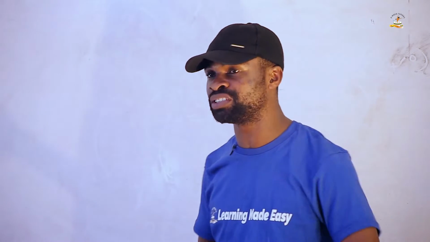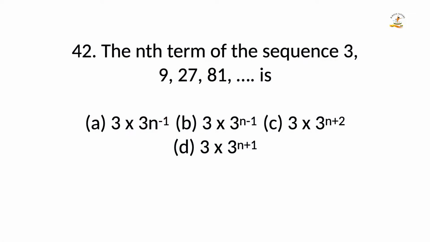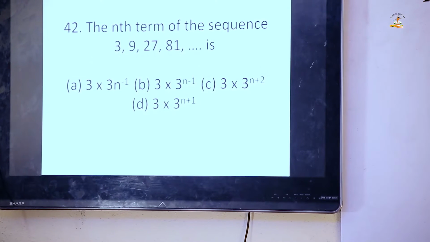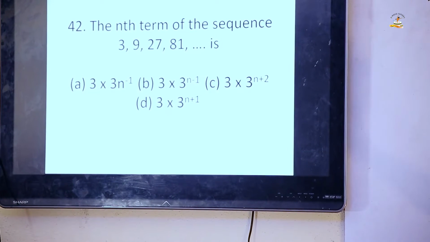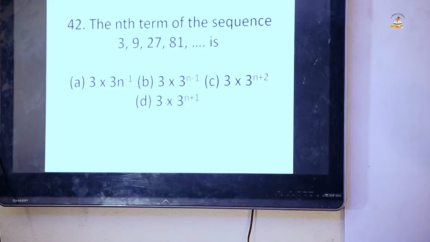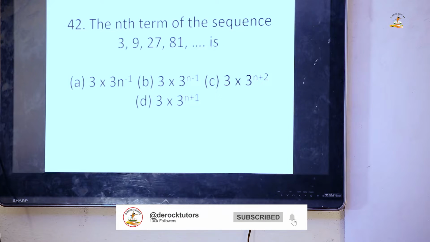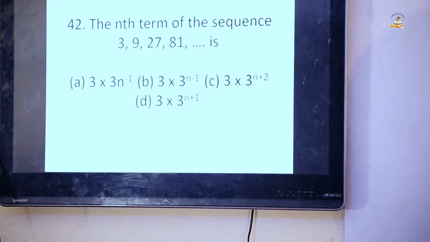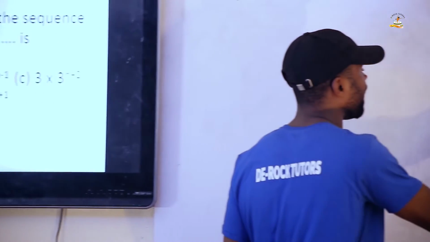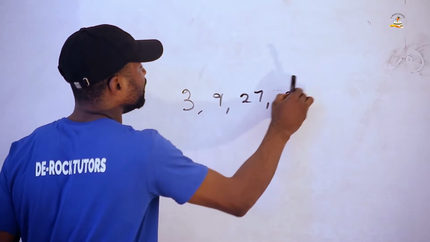Now considering the following questions. Question number 42. The nth term of the sequence, as you can see displayed on the screen, 3, 9, 27, 81 is dash. You want to find the nth term of this sequence. All you just have to do is to write out the sequence as given: 3, 9, 27, 81.